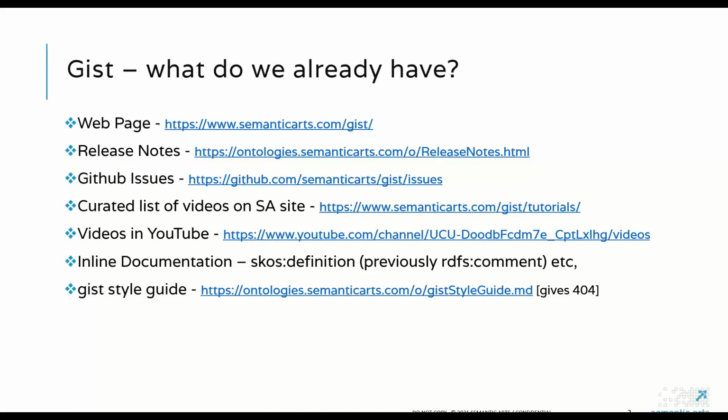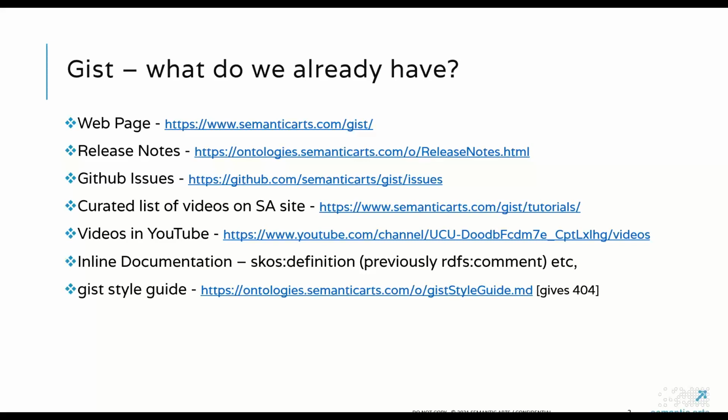Next slide then, please. So what have we got in GIST? So in GIST, we've got the web page, and we've got release notes that come both on the web and also packaged up with the download. The GitHub has got issues, and then there are different sorts of videos that provide information on GIST, some of which are curated on the Semantic Arts site as part of the GIST tutorials. But there's also a whole bunch of videos that include Estes Park videos and various other things like that within the YouTube channel.